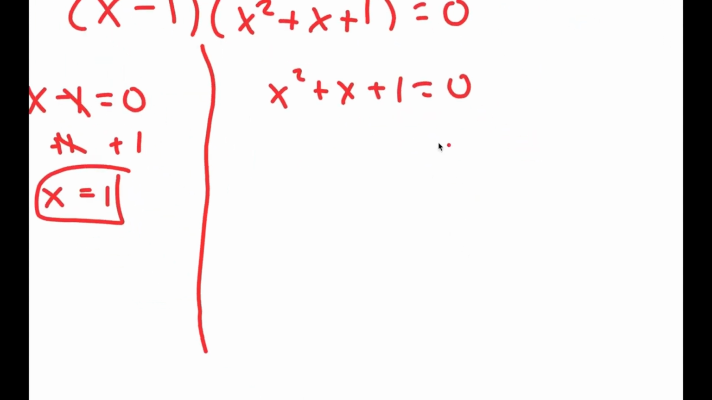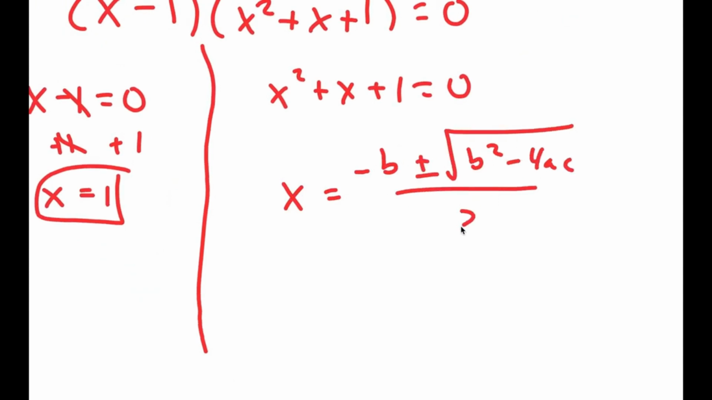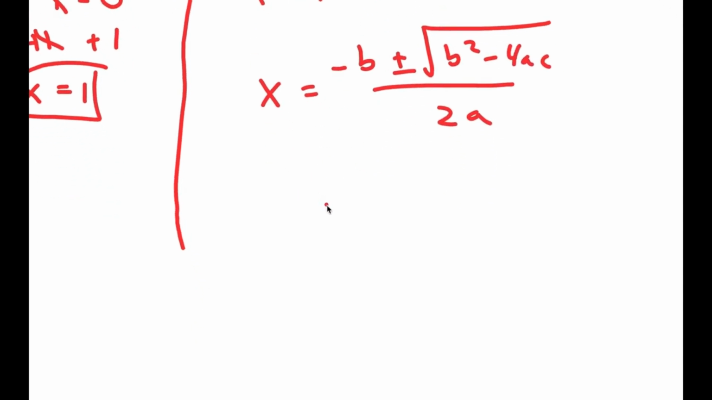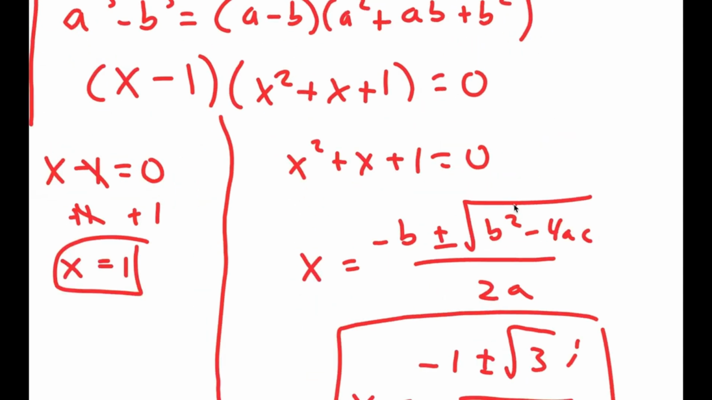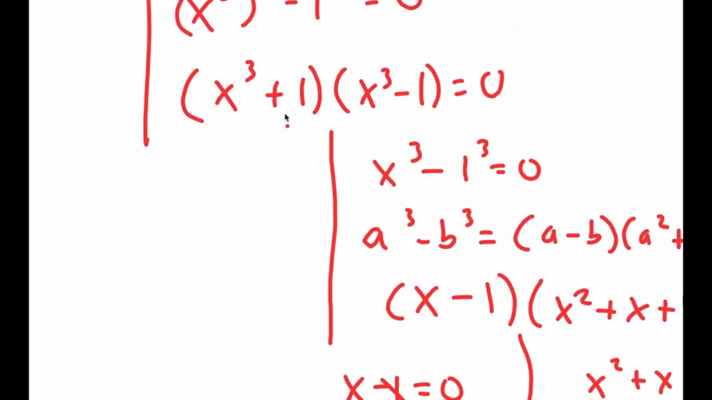And for x squared plus x plus 1 equals 0, I can use the quadratic formula. By using it, I get x is equal to negative 1 plus or minus the square root of 3 i over 2. So these are two more solutions. And now we aren't done yet because we also have to solve these.